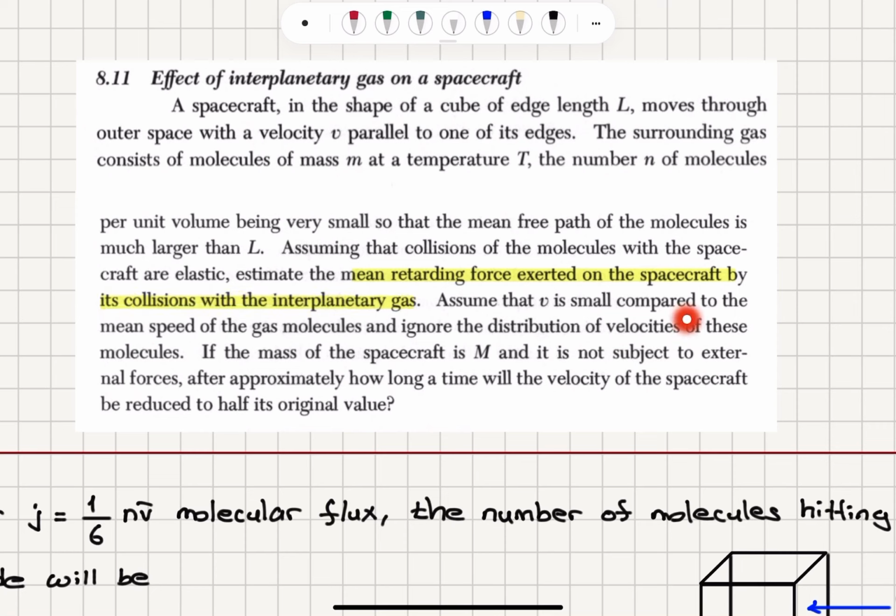Assume that v is small compared to the mean speed of the gas molecules and ignore the distribution of velocities of these molecules. If the mass of the spacecraft is capital M and it is not subject to external forces, after approximately how long a time will the velocity of the spacecraft be reduced to half its original value? So, due to collisions with the interplanetary gas, the velocity of the spacecraft will be reduced.